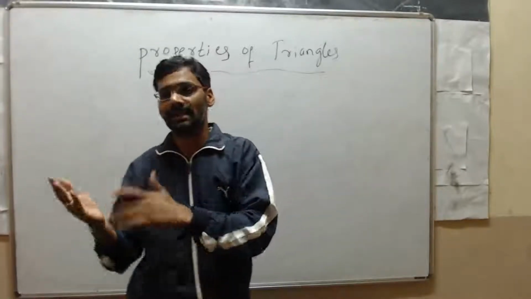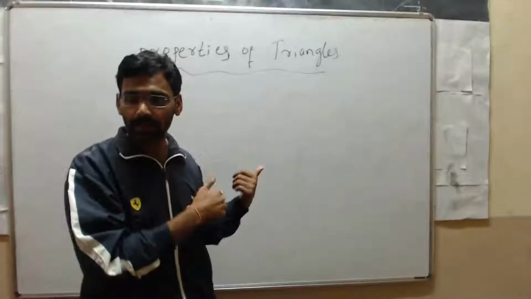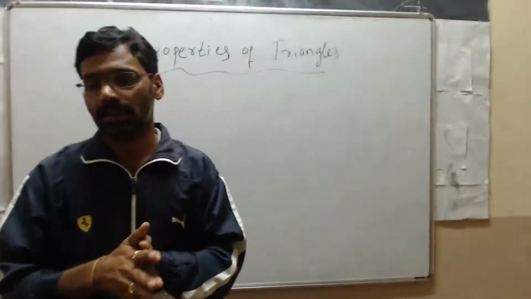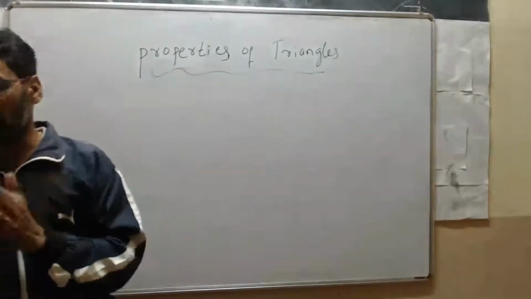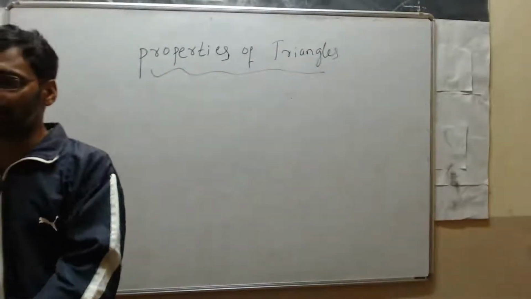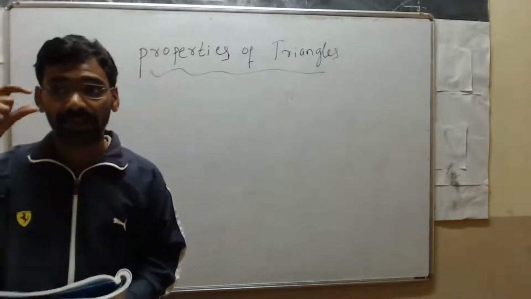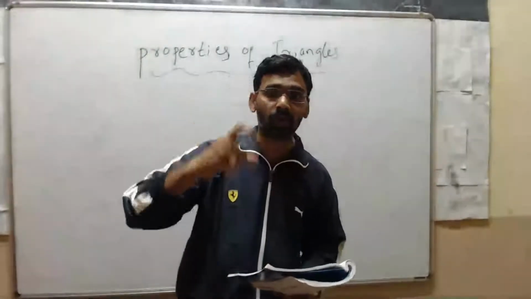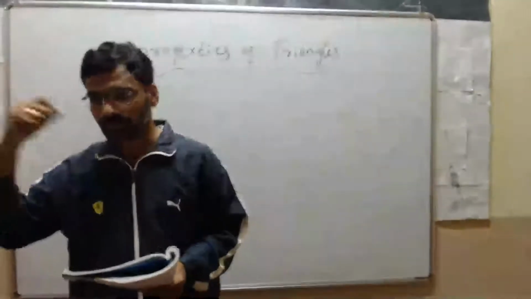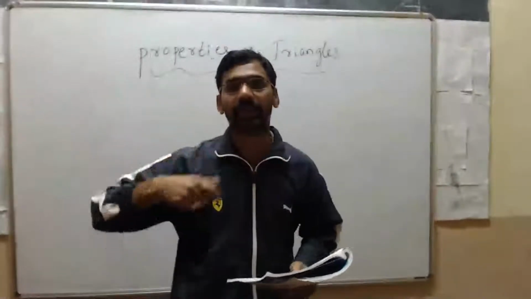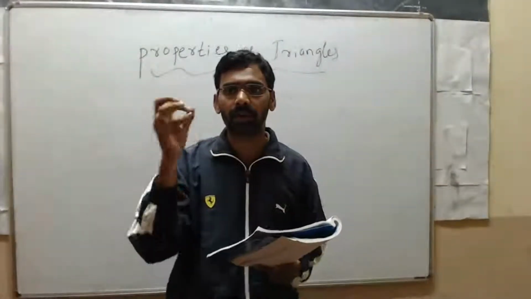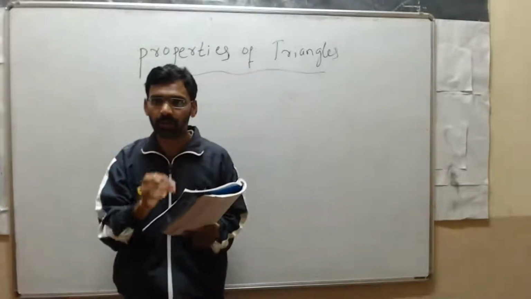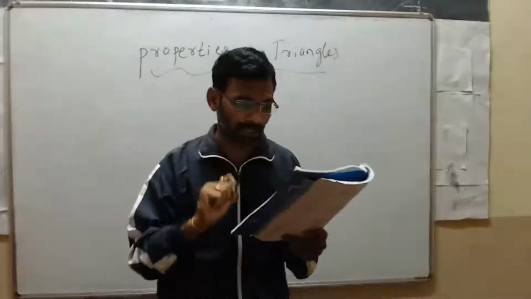Then the second exercise is purely based on the properties of a triangle. So what are the properties of a triangle? In the properties of triangle, the first theorem is like this. What is the statement? In a theorem, the statement is very important. With the help of that statement only, we are able to prove some problems. Some problems in the next exercise are purely based on this statement. What is the statement of the theorem?